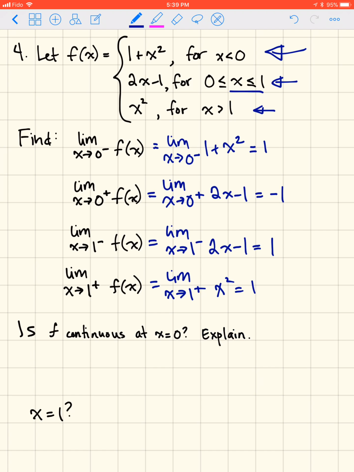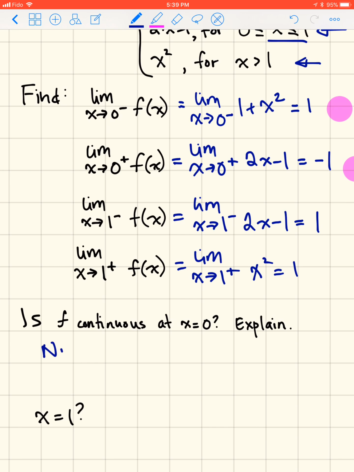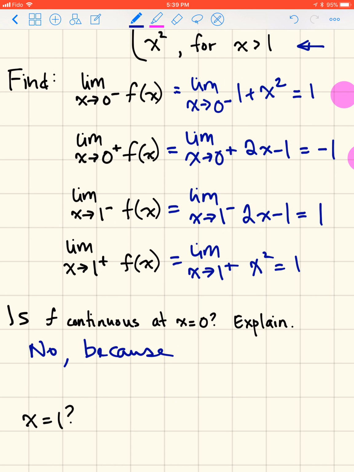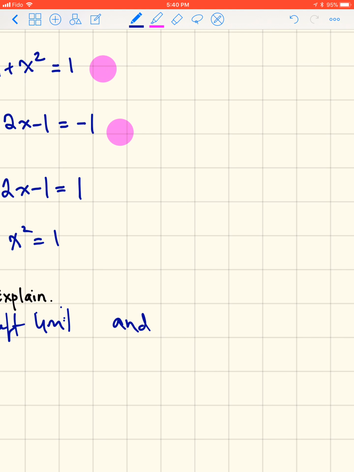That should help us with this question. The rest of the question, is f continuous at x equals 0? Well, we figured out these limits here. And when we come at it from the left, it's 1, and from the right, it's not 1. So it's discontinuous at x equals 0. So we would have to say no. It's not continuous because the left limit and the right limit are not the same. I'll write that very quickly. The left limit and right limit are unequal, or not equal.